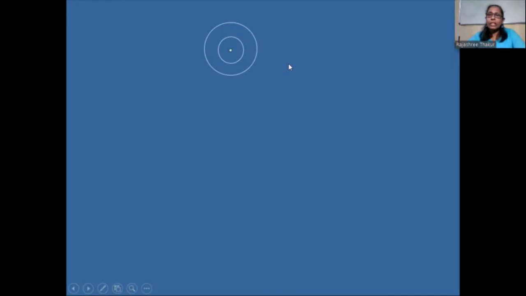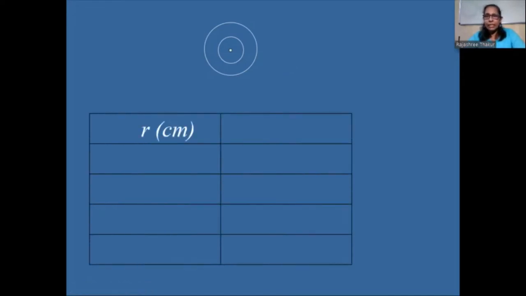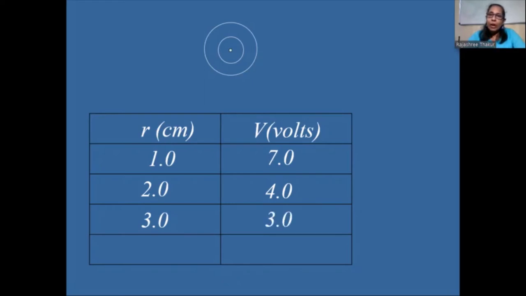That's why we got some difference. So, what did we measure? R in centimeters and V in volts. We found that when R was 1 centimeter, V was around 7 volts. When R was 2 centimeters, V was around 4 volts. At 3 centimeters, it was around 3 volts. And at 4 centimeters, it was around 1.8 volts. So you see that as R goes on increasing, V goes on decreasing. So what is the dependence of V on R? By a factor 1 upon R. So V is proportional to 1 upon R. Okay?